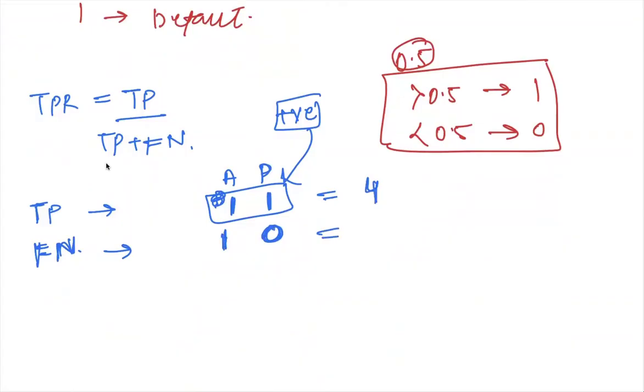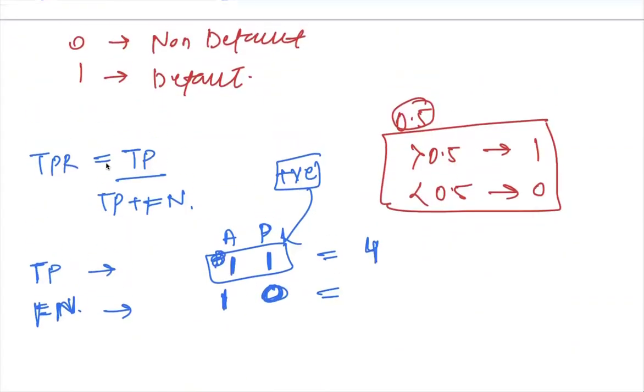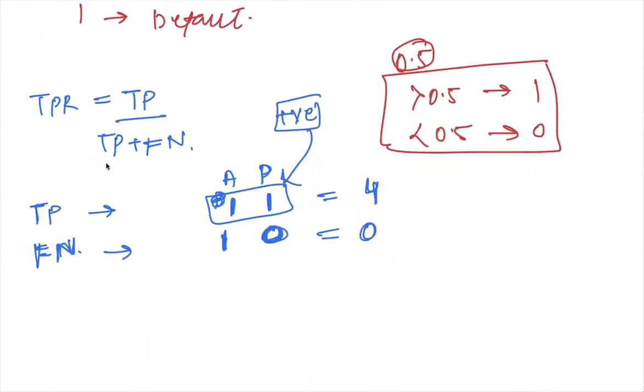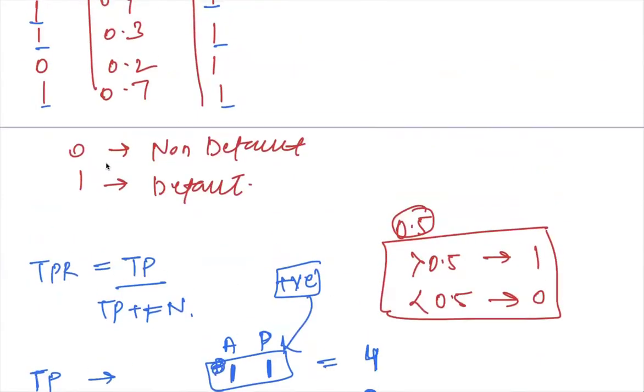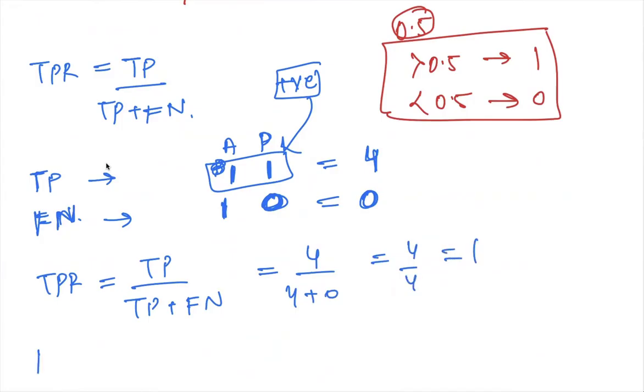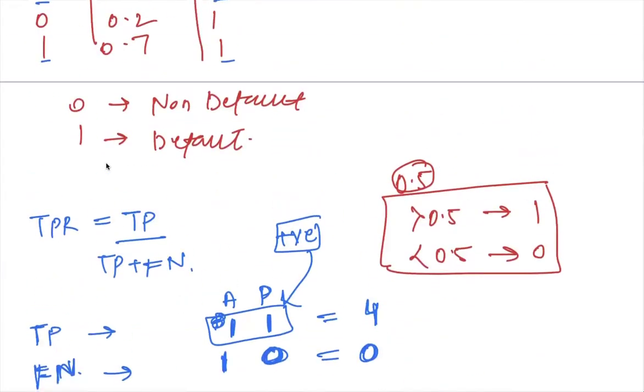And how much is your false negative? Which means 1 and 0. So let's see where do we have 1 and 0. There is no 0 here, so that will become 0. Then let's calculate our true positive rate. It is true positive by true positive plus false negative, which is 4 by 4 plus 0. This is 4 by 4, which is 1.